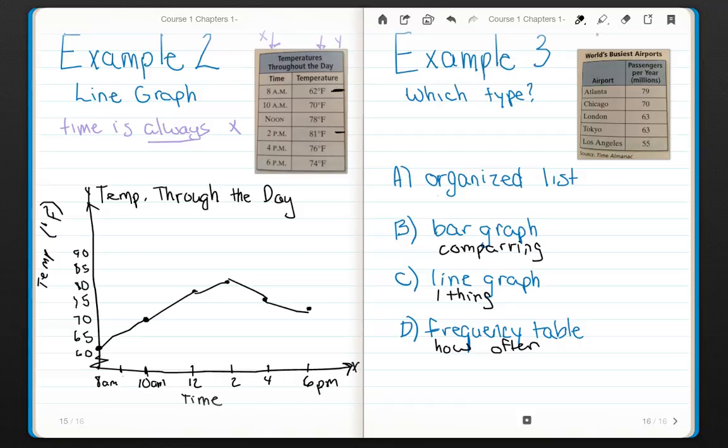So if we look at this table up here, world's busiest airport, I'm comparing Atlanta, Chicago, London, Tokyo, and LA with the number of passengers. Well, that's not really a list, and it's not a frequency. So it is a bar graph. I'm comparing multiple airports, not comparing one airport throughout the year. So the answer is B.